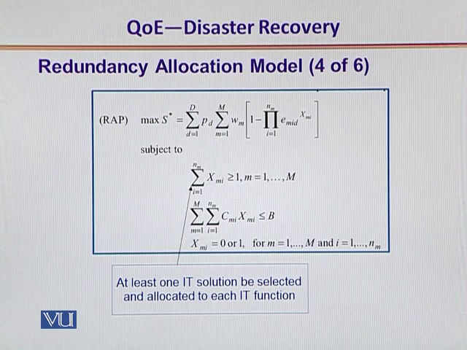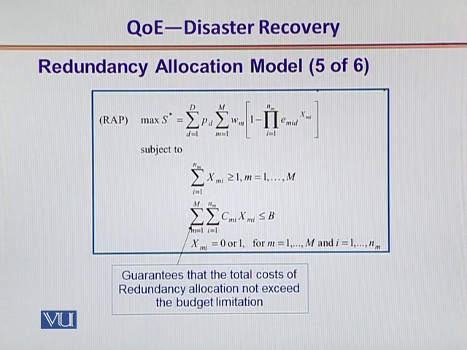Here we look at the redundancy allocation model as a maximization problem in which we try to maximize S star, which is given by the double summation of this weight and which is dependent upon 1 minus the product of all the survivability. Now this maximization function is dependent upon certain constraints. The constraint which is shown to you here says that at least one IT solution is selected and allocated to each IT function for providing redundancy. The second constraint is there to guarantee that the total cost of redundancy allocation does not exceed the budget limitation.